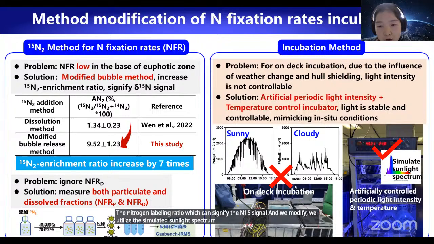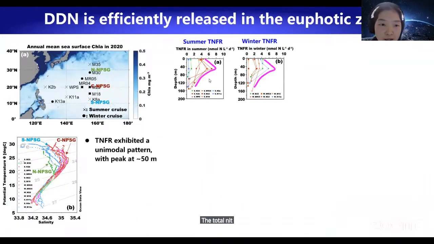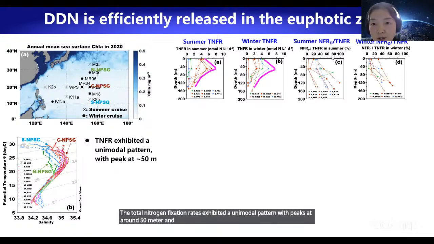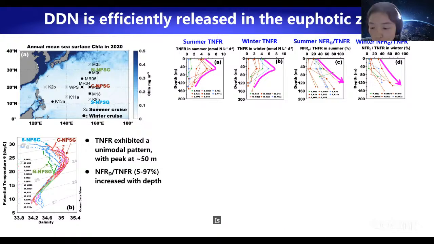We put all our incubation bottles into the artificial periodical light intensity and temperature controlled incubator. And we found that the total nitrogen fixation rates exhibited a unimodal pattern with peaks at around 50 meters. Interestingly, we found the ratio of the dissolved fraction of the N2 fixation rates to the total nitrogen fixation rates increased with depth, and the ratio expanding from 5 to 97%.